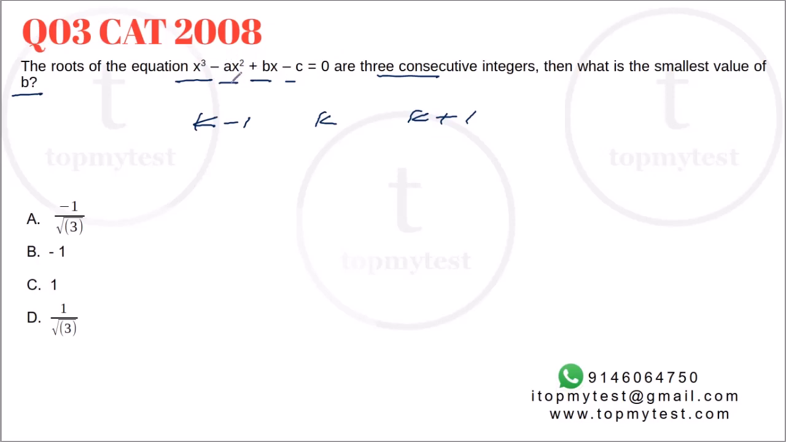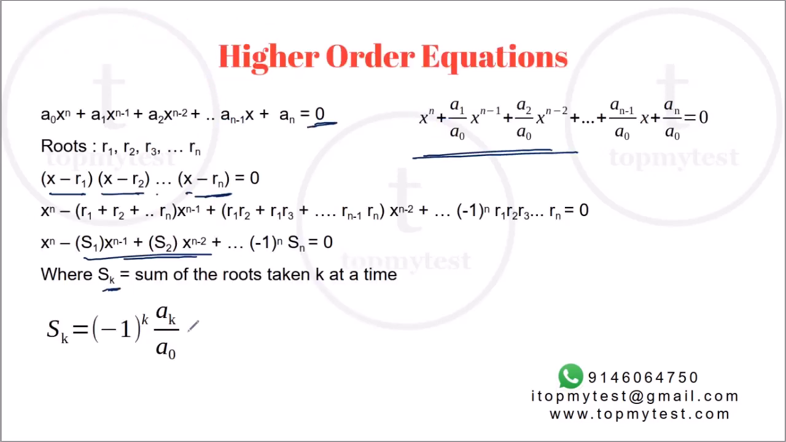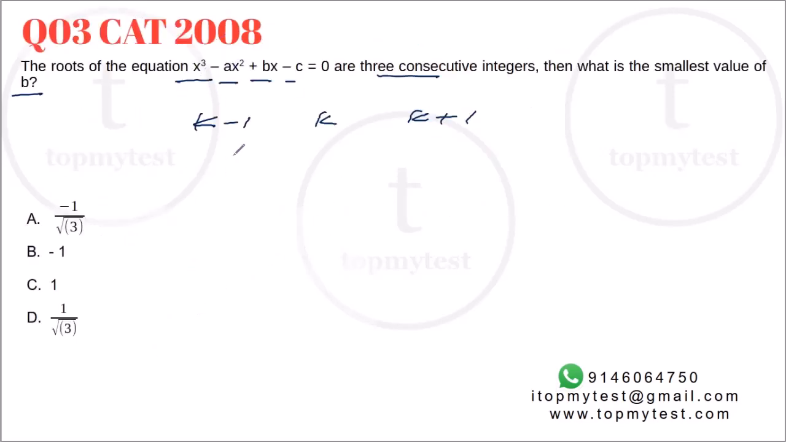If you were to use this relationship, minus of minus a will be equal to the sum of roots taken one at a time. So basically the sum of roots will be k minus 1 plus k plus k plus 1, which will be 3k. So a is equal to 3k.